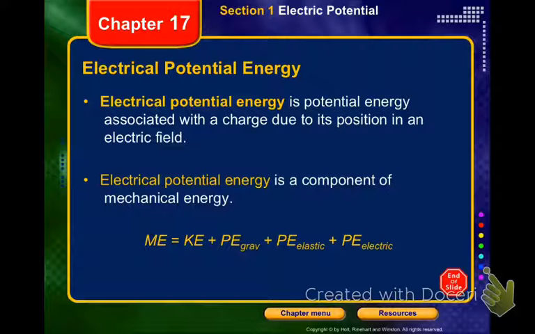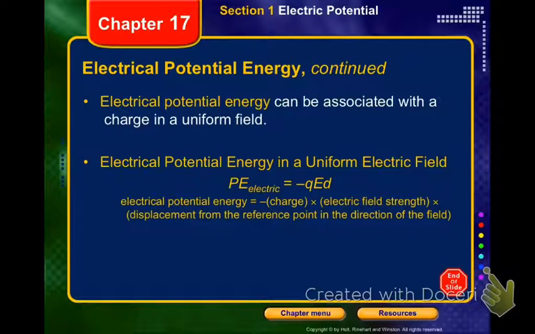This potential energy, talking about electric potential energy, is associated with a charge in a uniform field. So we're going to talk about those fields. The equation that we're going to work with for electric potential energy within a uniform electric field is PE electric is negative Q E D. Remember, we use the symbol Q to talk about charge. The capital E is our electric field strength, and again we talked about how you calculate electric field strength in the previous chapter, and then D is going to be the displacement from the reference point in the direction of the field. So make sure you add this to your list of equations.